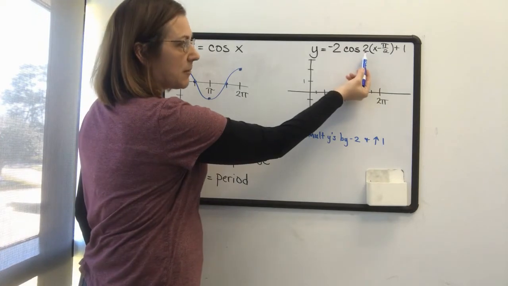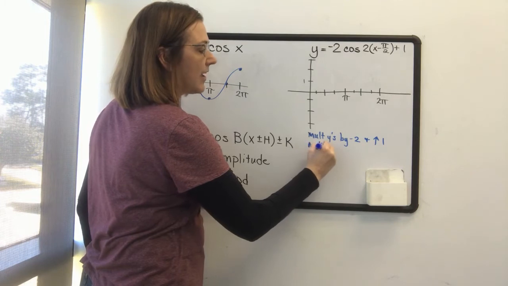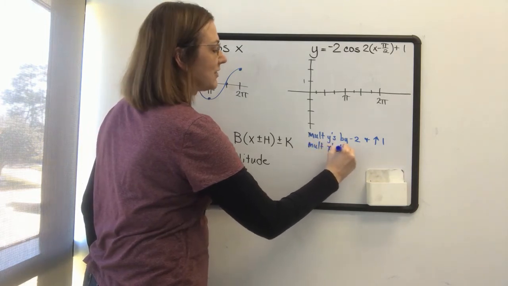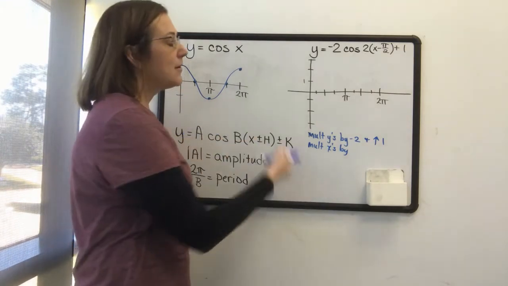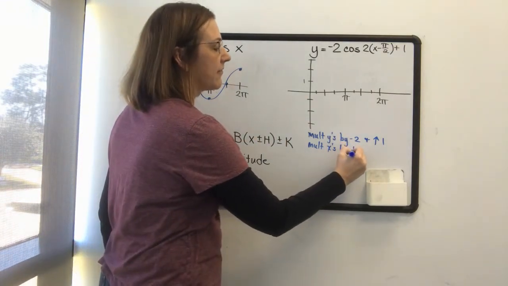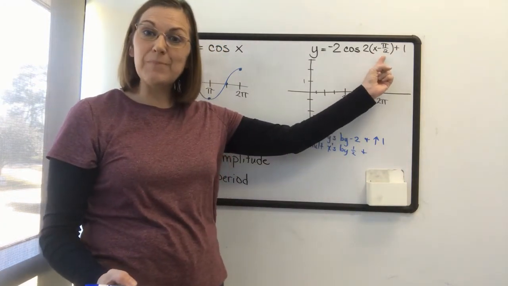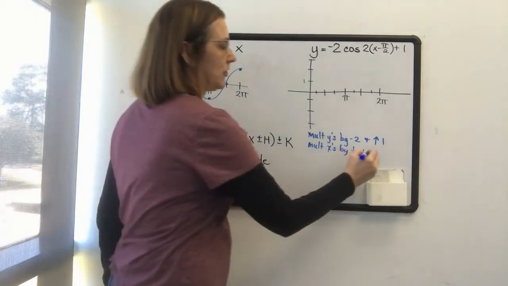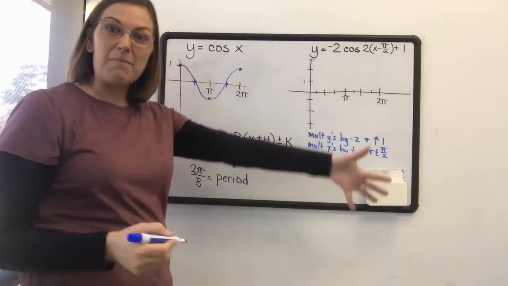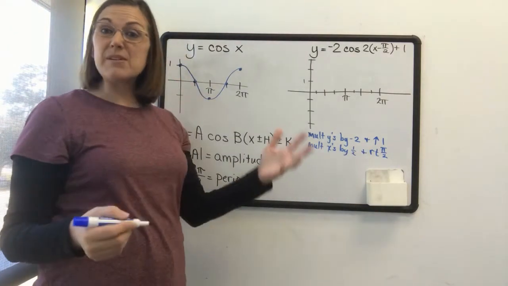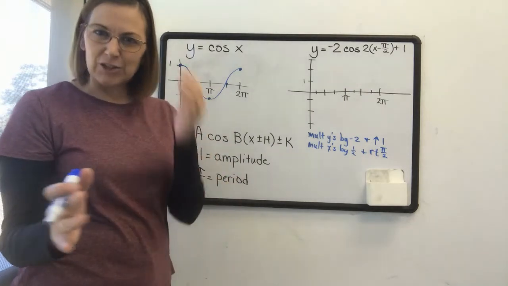Now, the rest of the numbers affect x. So this 2 right here tells me we're going to multiply the x's by 1/2. Remember, we do the opposite when it's inside with the x. And this x minus pi over 2 means we're going right pi over 2. Again, the opposite of what we naturally think. We think minus would mean to go negative, but we do the opposite because it's inside with the x. So let me flesh out what this looks like.